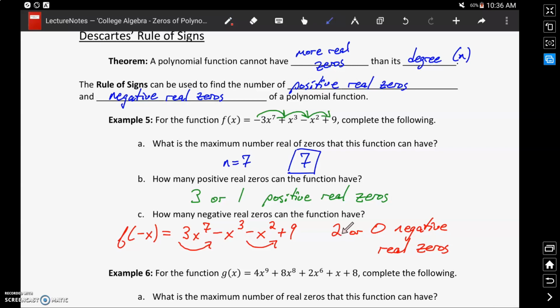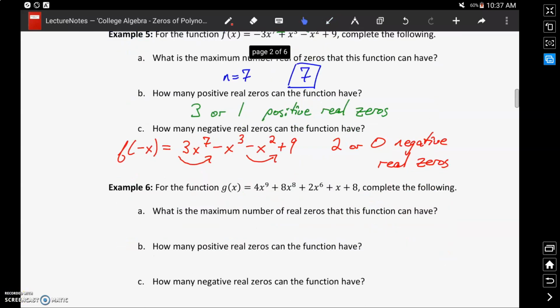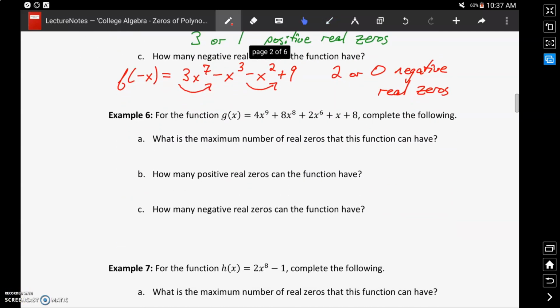Again, we don't get a definitive answer, but we do have a guide that we can check our final results against to see if we're on track with our expectations. In example 6, we want to apply the same idea. We're asked the maximum number of real zeros. In this case, that would be 9, since we have a 9th degree polynomial. The number of positive real zeros, in this case, would be 0, because as we look at g of x, there are no sign changes.